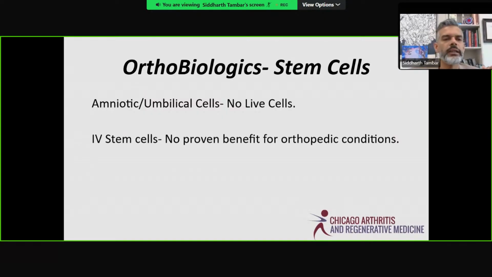You may hear about amniotic and umbilical cord cells. Please understand that there's no living cells in those when given in the United States. In other countries, they may be using tissues that haven't been quite as aggressively processed as they are here. You may be getting some living cells there. Some potential issues with that in terms of giving somebody else's cells to your own body.